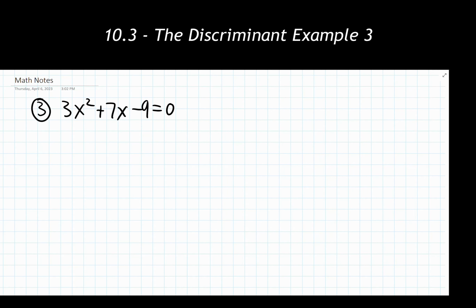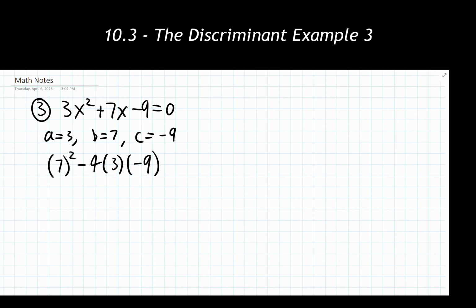Looking at example 3, we're going to go through and do pretty much the exact same thing we did with our first and second example. I'm identifying my A value, which is 3, my B value, which is 7, and my C value, which is negative 9. And I'm plugging those into my equation for the discriminant. So I have everything plugged in here. Remember, again, use those parentheses as you are doing that for each of these A, B, and C values.